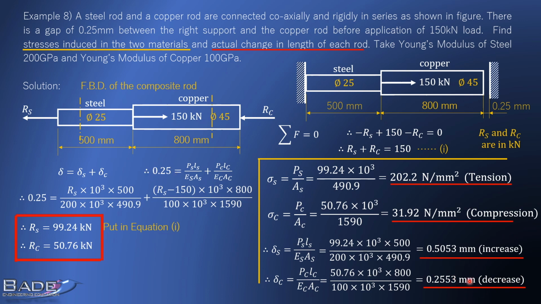Add these two values. But remember, this is just for your understanding. If you add these two values, you should consider the decrease as negative: 0.5053 minus 0.2553, and what answer do you get? 0.25. So all our calculations are perfect. We have solved the problem.